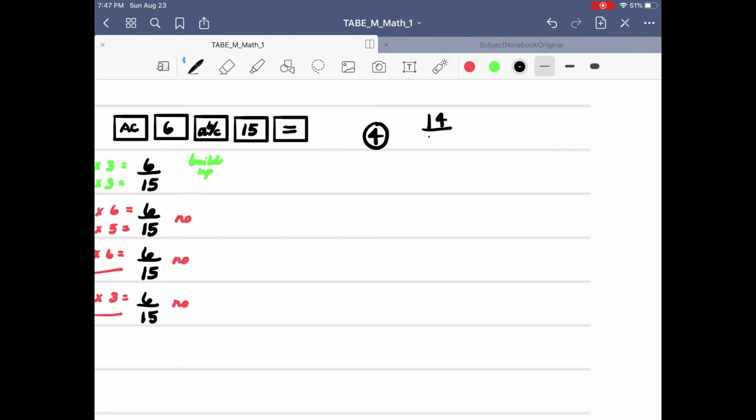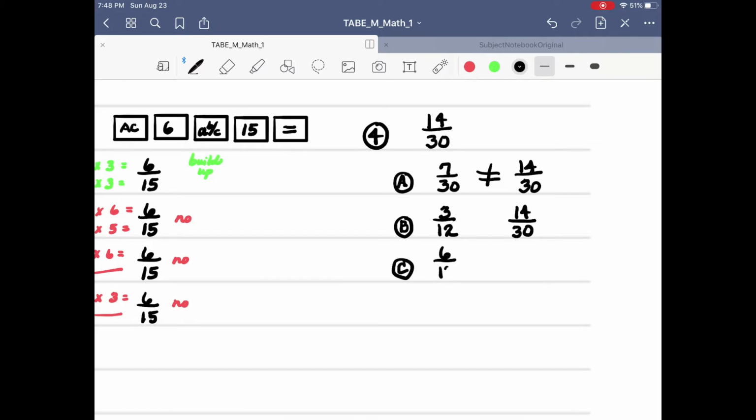And this is number 4. We're comparing to 14/30ths. And A is 7/30ths. So compare that to 14/30ths. Could those be equal? No. Bottom numbers are the same, so the top numbers would have to be the same. 3/12ths. I don't think that's going to be the one I want because 12 and 30 are not related directly in multiplication, but we'll see.